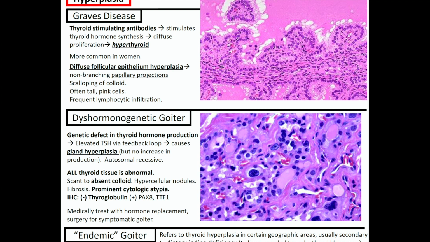Graves is more common in women, and there's a diffuse follicular epithelium hyperplasia, as we see here, with non-branching papillary projections and scalloping of the colloid, which refers to these scalloped-like areas that are cleared out around the colloid. And you often have tall pink cells with frequent lymphocytic infiltration.